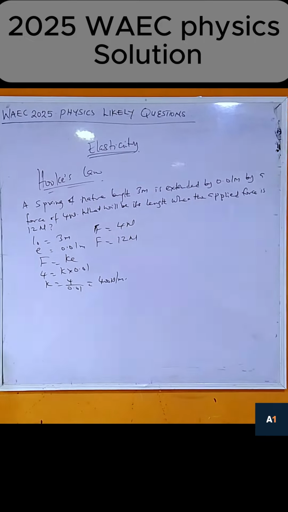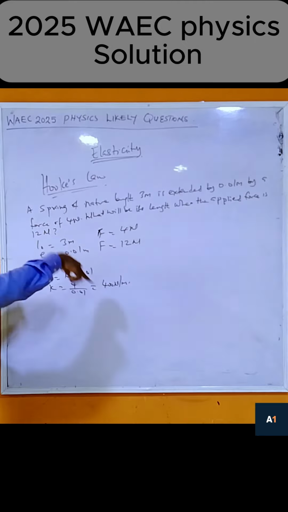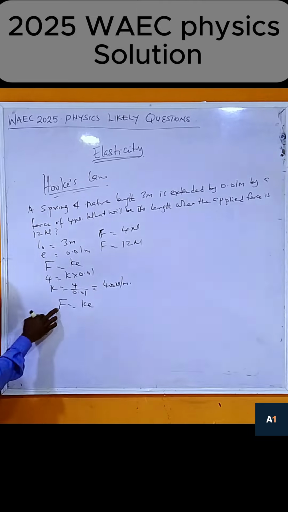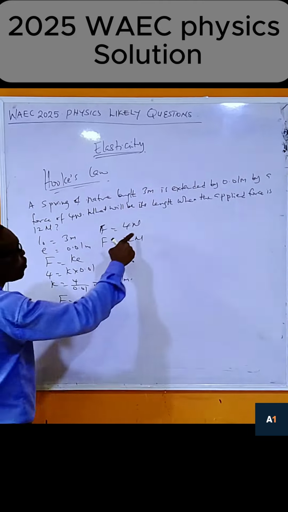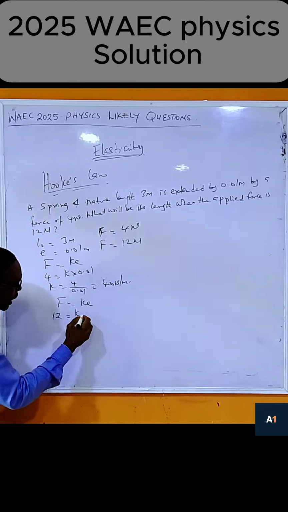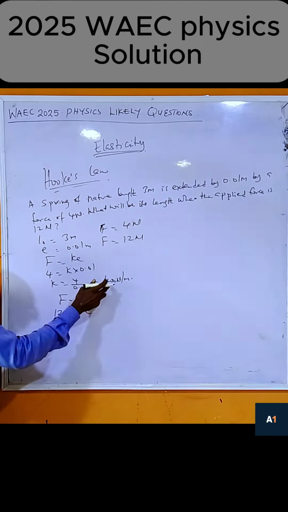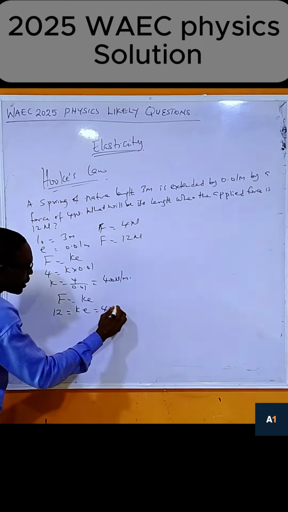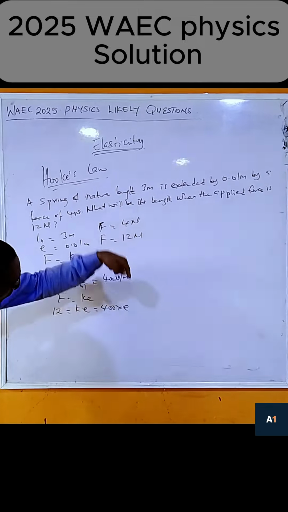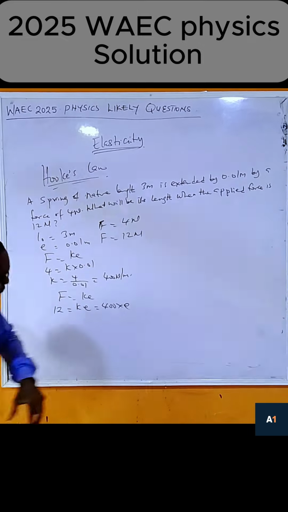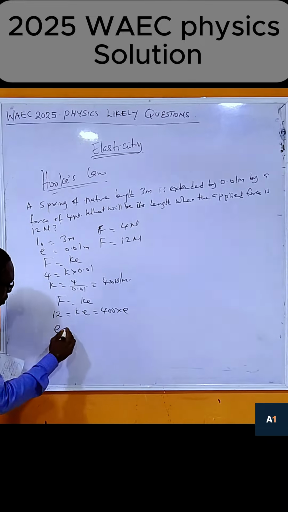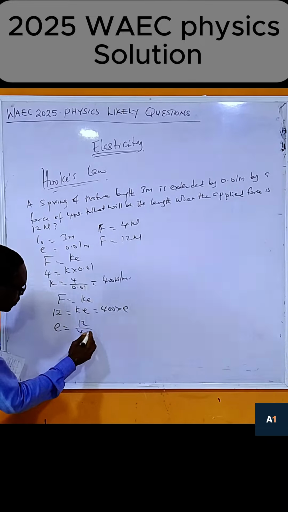Now, we still use the same equation. Force is equal to KE. We want to know the extension when the force is now 12. So 12 is equal to K times E. We know K to be 400, so 12 equals 400 times E, where E is the extension. When you apply this 12 Newton, how will this material extend? Make E the subject of the formula: E is equal to 12 divided by 400.